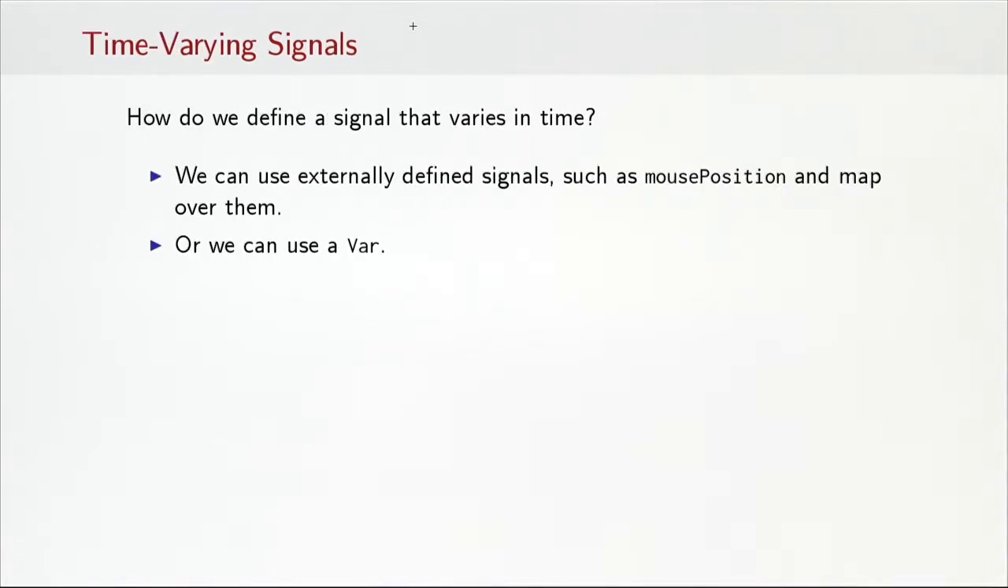So we've seen constant signals, but how do we define a signal that varies in time? Well, we've seen already some of these varying signals are defined externally, something like mouse position that the system could give us. We can also map over the externally defined signals that vary in time, and that gives us new signals that vary in time. Or the other way is that we can use a Var. A Var is a subclass of Signal that we are going to see next.